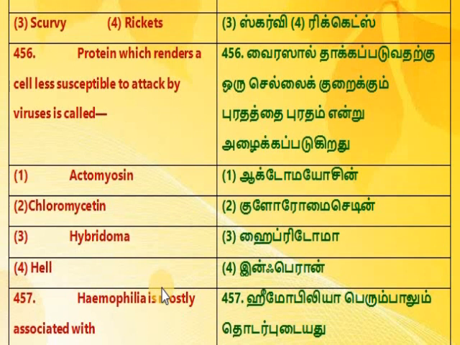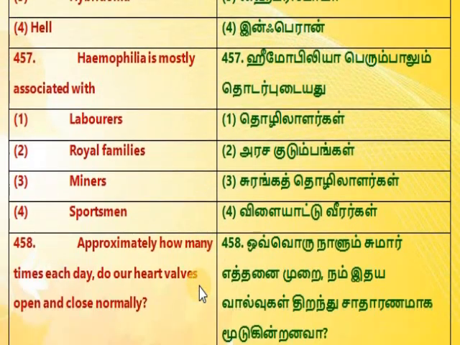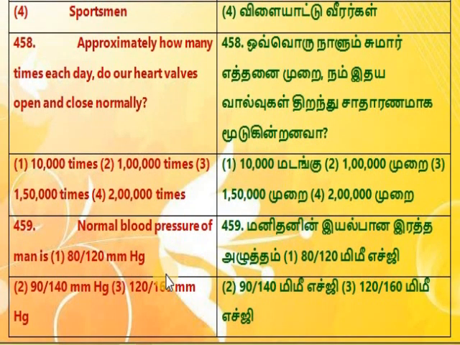456 Protein which renders a cell less susceptible to attack by viruses is called 1. Actomycin. 2. Chloromycidin. 3. Hybridoma. 4. Hel. 457 Hemophilia is mostly associated with 1. Laborers. 2. Royal families. 3. Miners. 4. Sportsmen. 458 Approximately how many times each day do our heart valves open and close normally? 1. 10,000 times. 2. 1,00,000 times. 3. 1,50,000 times. 4. 2,00,000 times.